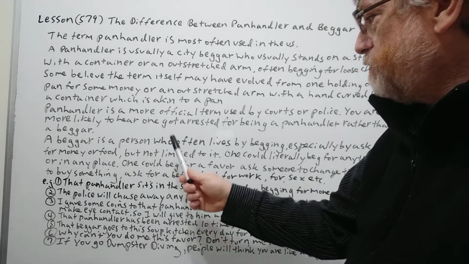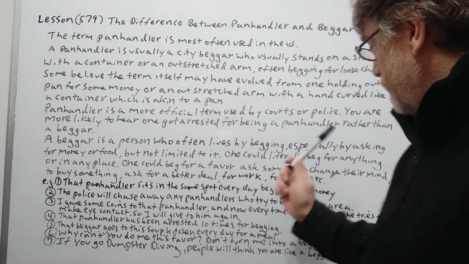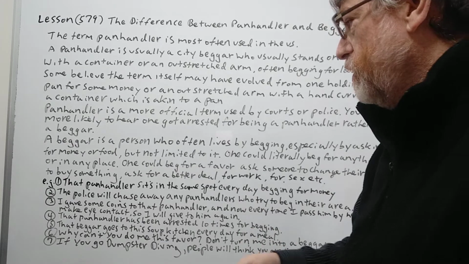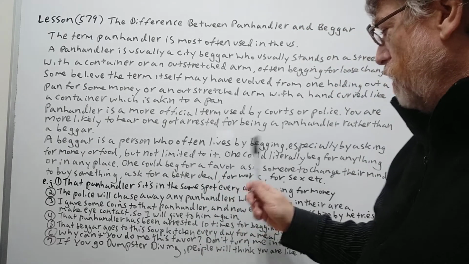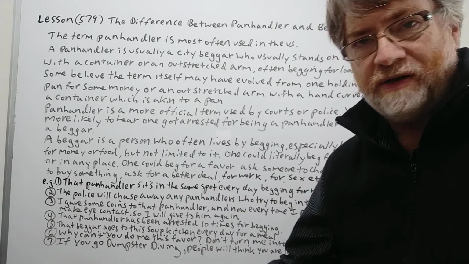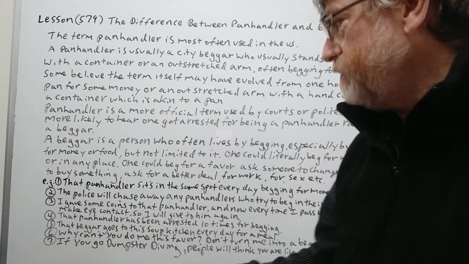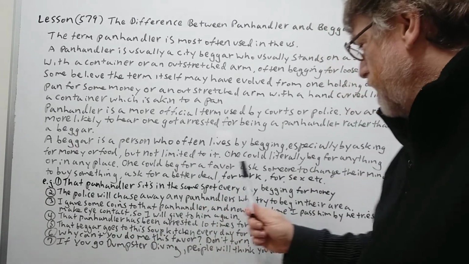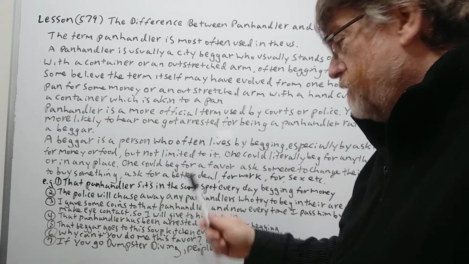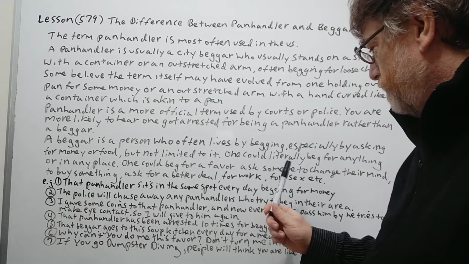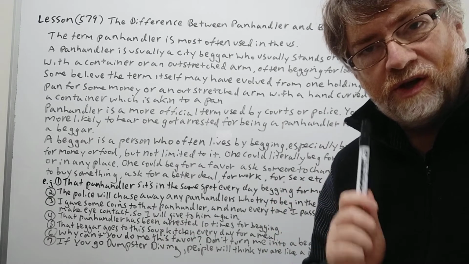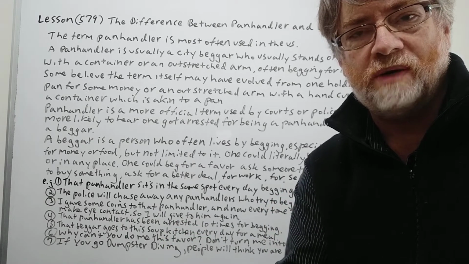Okay. A beggar is a person who often lives by begging, especially by asking for money or food. So again, there's definitely crossover, but not limited to it. One could literally beg for anything or in any place. So you could still be a beggar even if you're begging for different things besides money or food. One could beg for a favor, ask someone to change their mind, to buy something, to ask for a better deal, for work, for sex, etc. So really, you could be a beggar for almost anything. And in a lot of those situations, we would probably not use the term panhandler.